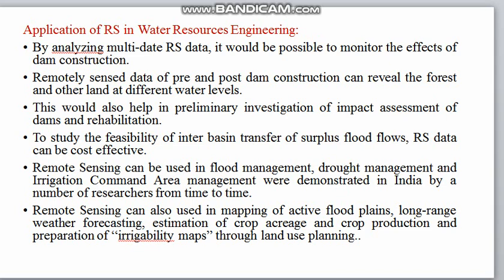Then remote sensing can be used in flood management, drought management, and irrigation command area measurements, which were demonstrated in India by a number of researchers from time to time. Remote sensing can be used in mapping of active flood plains, long range weather forecasting, estimation of crop areas and crop production, and preparation of irrigation maps through land planning. So in this way remote sensing can be used.